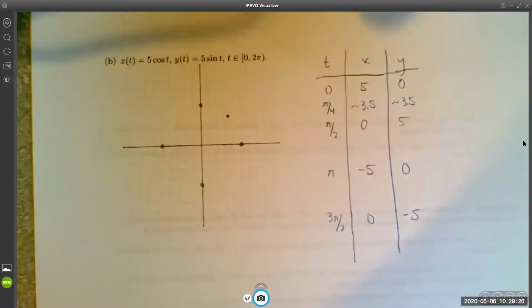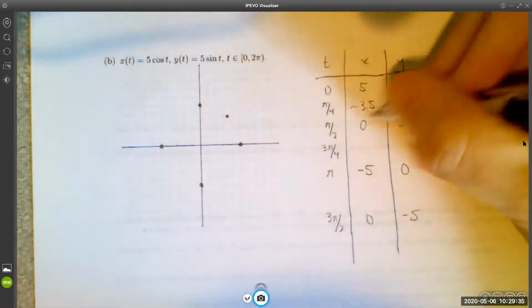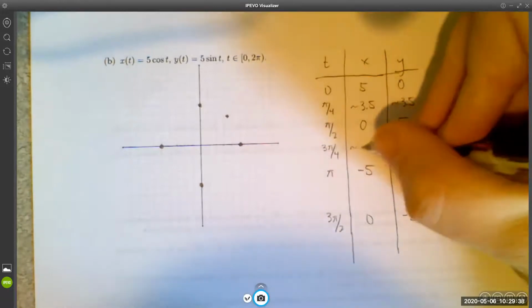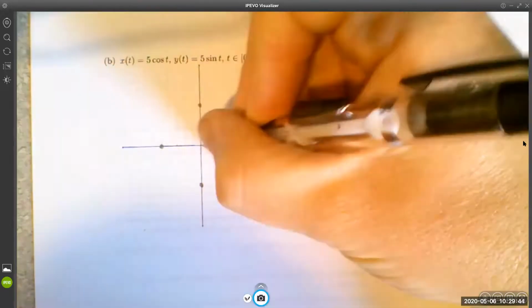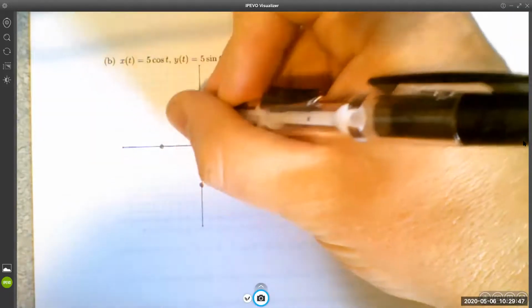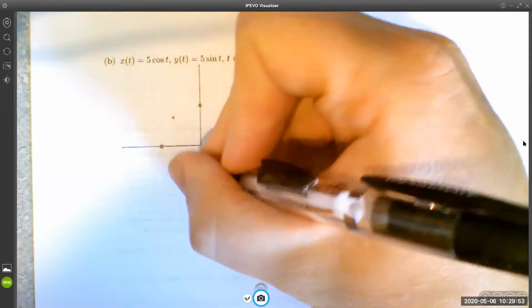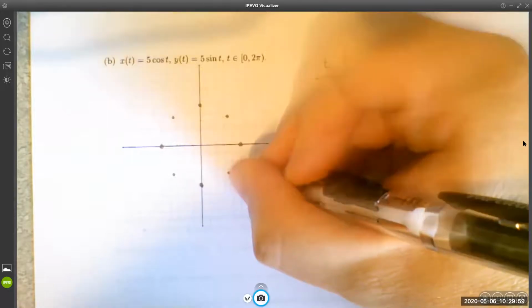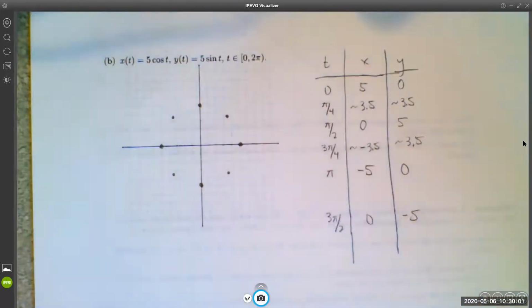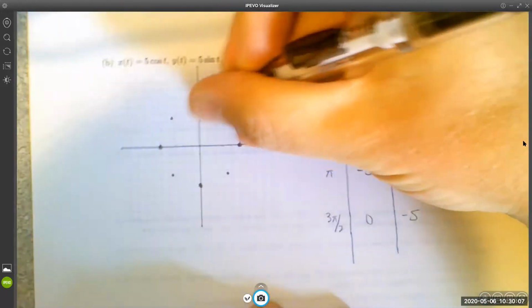I have a feeling the same sort of thing is going to happen in the other quadrants, right? If I plug in 3 pi over 4, cosine is going to be negative, but the absolute value is still going to be about 3.5. So it can be about negative 3.5. Sine is still going to be positive, so this one's still positive 3.5. So 1, 2, 3 and a half, 1, 2, 3 and a half, puts me right there. So I think I can guess what's going on now. Okay, this has got to be pretty much a circle, right? Looks like a circle. So I'm thinking it's moving kind of in this way.